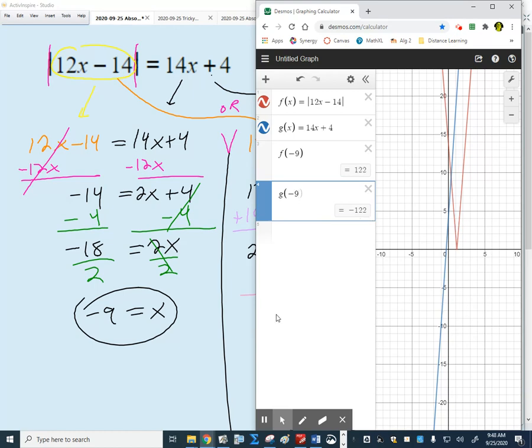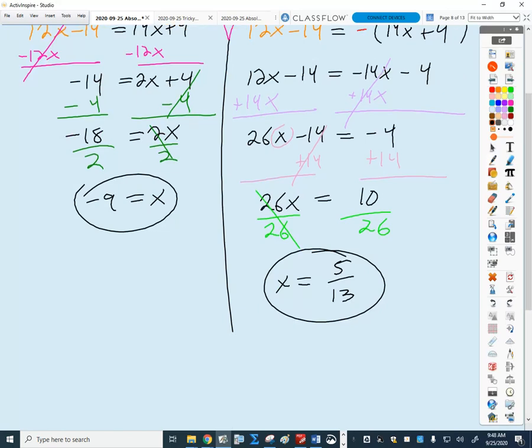So what's that tell me? Is negative 9 a solution? What do you think? Thumbs up, thumbs down. Is negative 9 a solution? It's not, is it? Because when I plug negative 9 in, I got a different answer on this side of the equation than I did on this side. So negative 9 is a false solution. It did not work. When I plugged it in, it didn't satisfy the original absolute value equation. It didn't make it true.